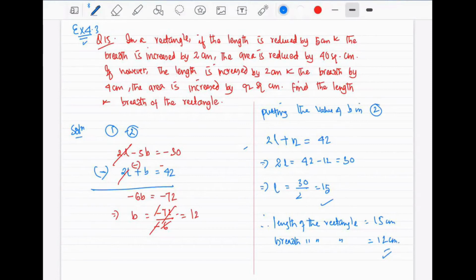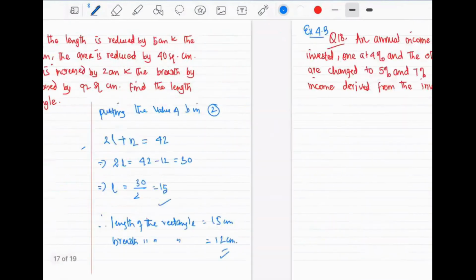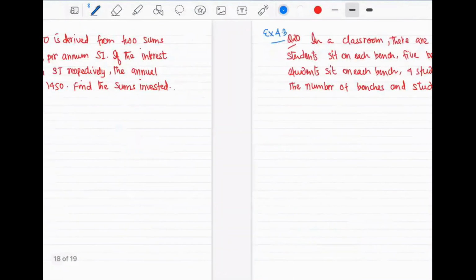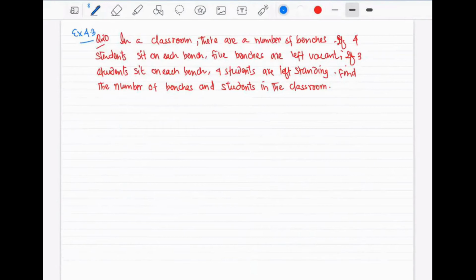So the only hint that you need to understand, the only formula or the previous knowledge that you need to have, is length into breadth is the area of the rectangle. That's it. Very easy one. Okay, let's move on. Let's take up question number 20 from exercise 4.3. This is a tricky question, a little tricky in terms of the concepts, but the solving part will be easy, simple.